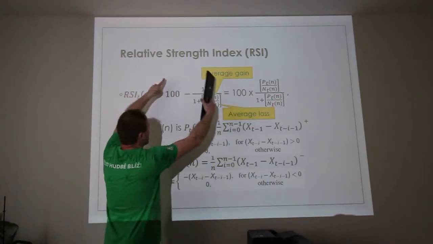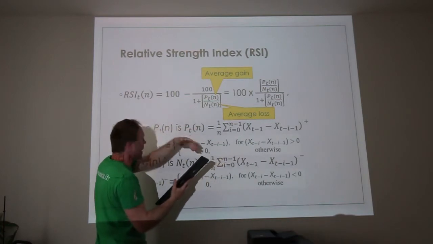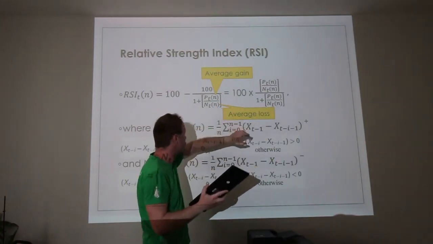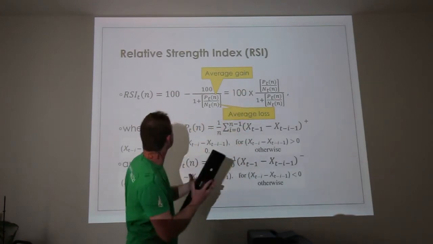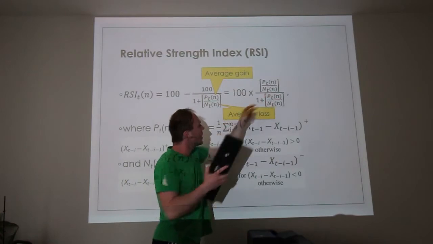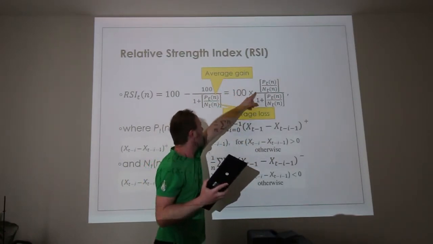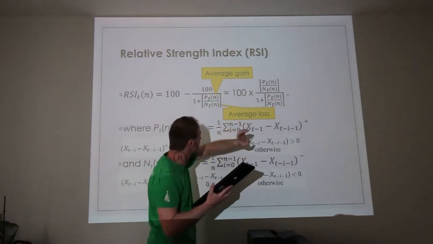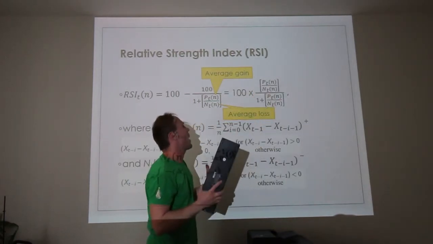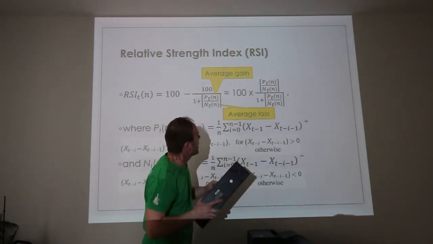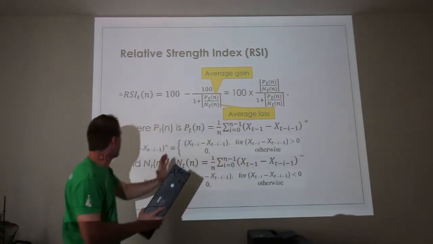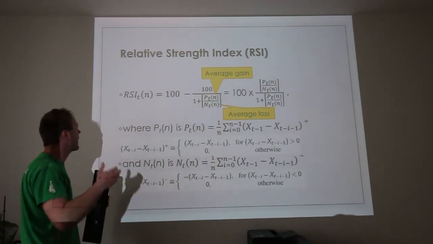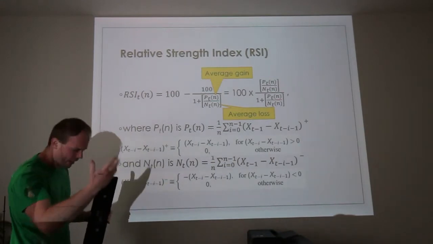You can see that this formula, which is written here, can be rewritten in a different form, a different version, like 100 times this ratio. In the numerator there is one partial ratio, in the denominator 1 plus another partial ratio. So in the numerator we have the average gain divided by n, and here there is 1 plus the average loss divided by n. So this is the formula for the calculation of RSI, the relative strength index.